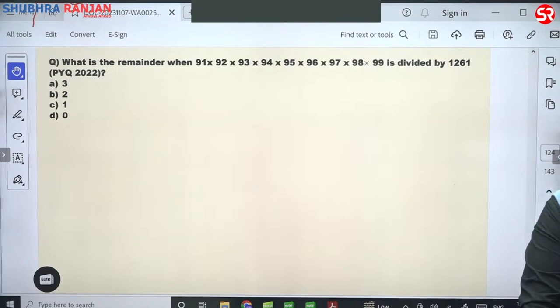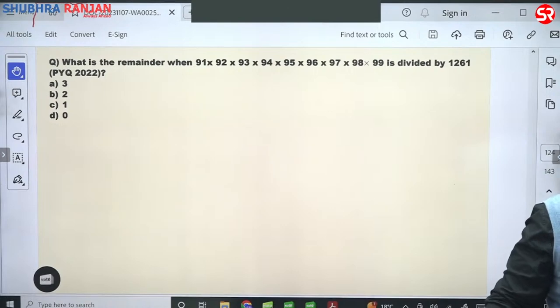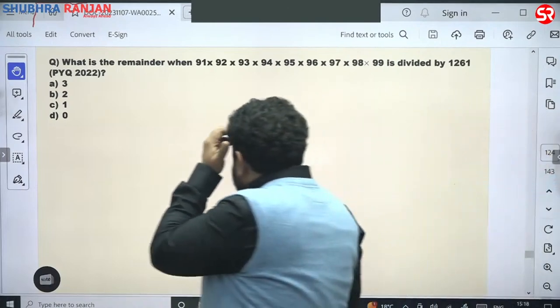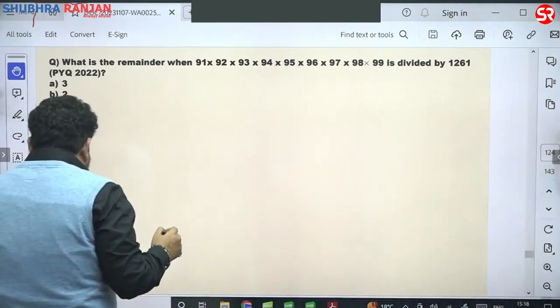पर 1261. Brilliant. He just gave an answer. He says he worked upon only one thing. 1261 क्या है? 1261 is 13 into 97. It has to be this. It has to be something like this. So देखिए देखना जरा.